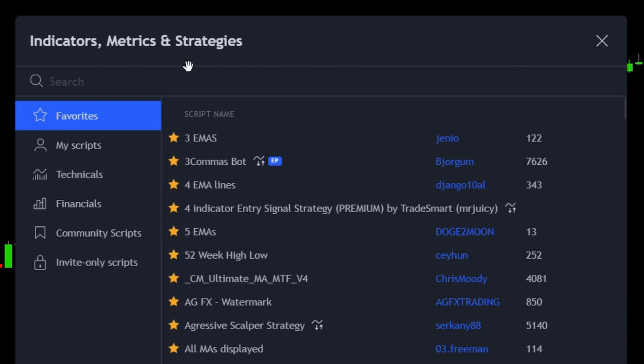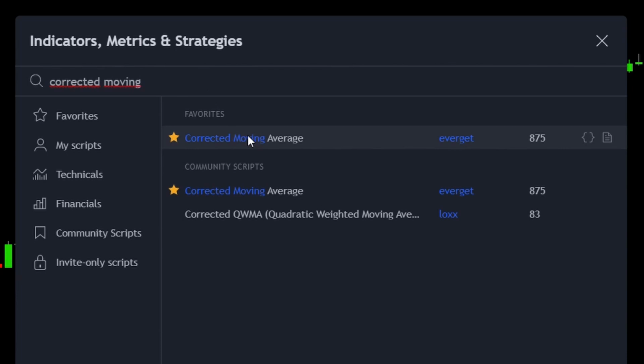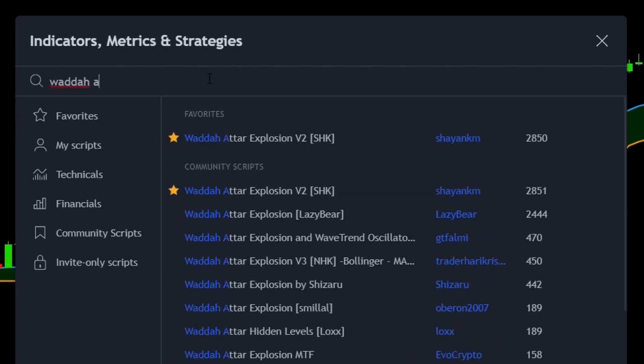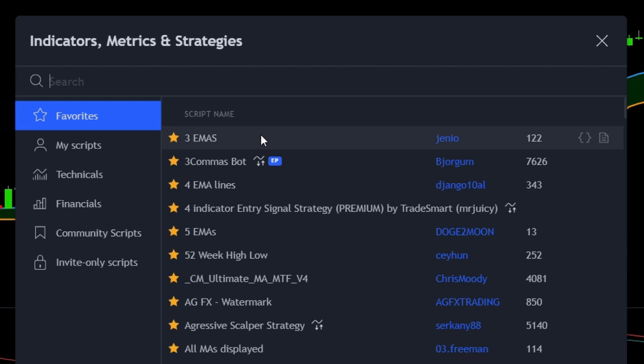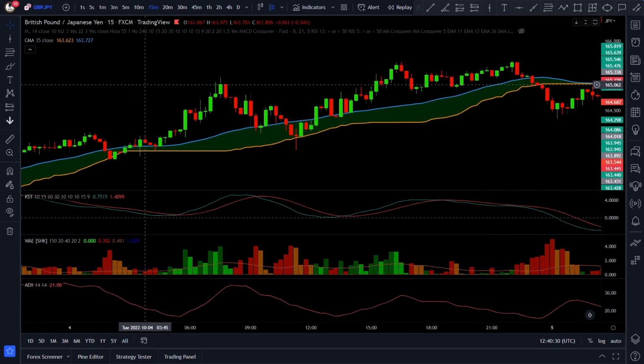The second indicator is the corrected moving average. This will be our trend filter. The third one is going to be the Waddah Attar Explosion. This will make sure that we have enough volume when we enter into a trade. And the last indicator is a momentum filter, and it is going to be the average directional index or the ADX. Okay, let's modify a few settings and then see the strategy.